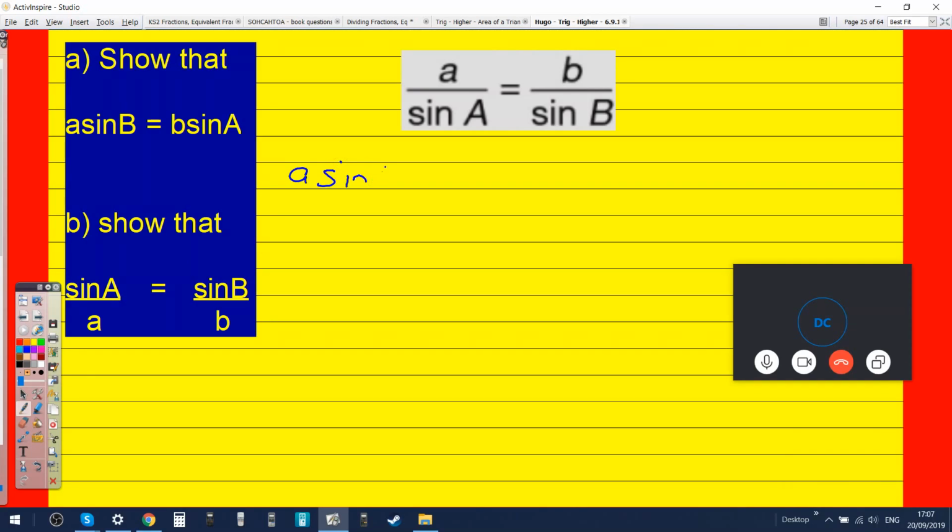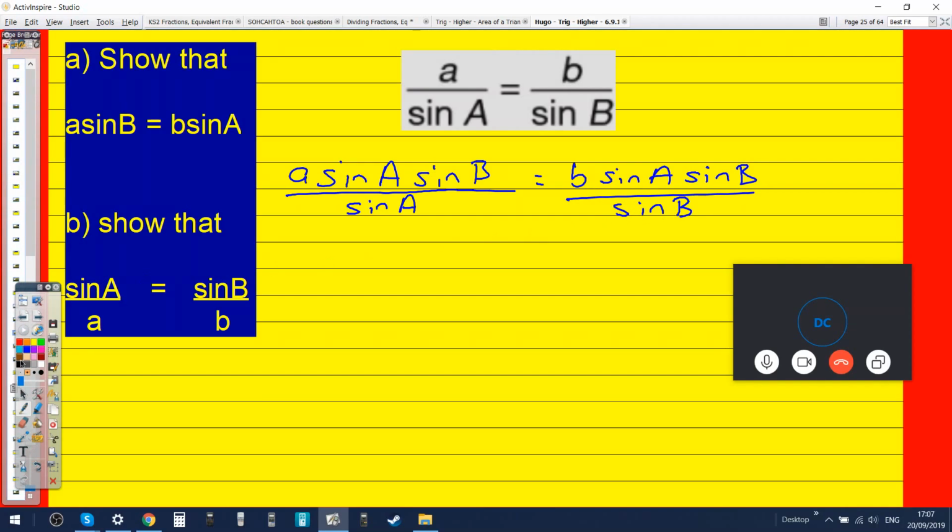So you'd get sine B over A, and that's over sine A equals B. So we multiply both fractions by sine A sine B. We multiply both sides by the same thing. Anything we can simplify there? Yeah. And now divide both sides by AB. What do you get? Yes, so those two A's cancel, those two B's cancel, and that shows that you can write it that way.